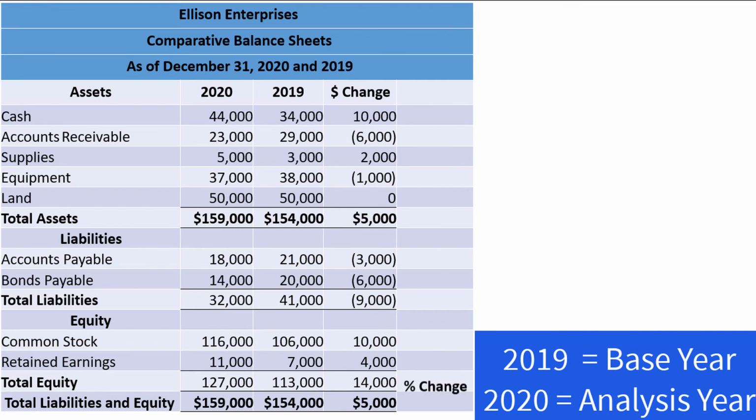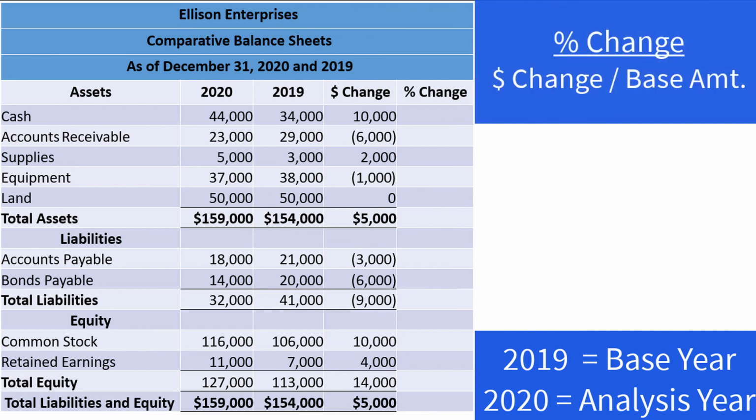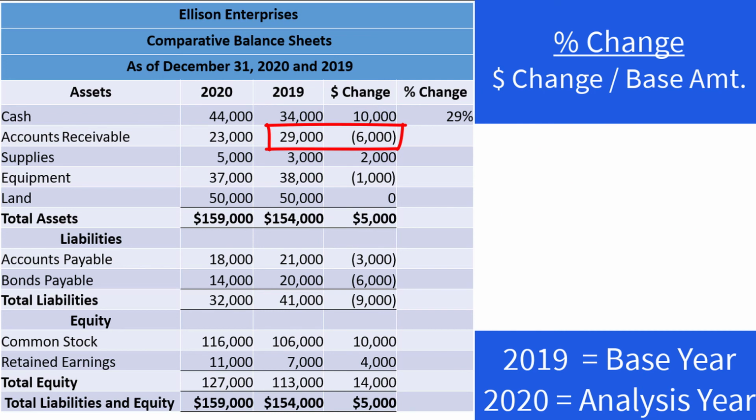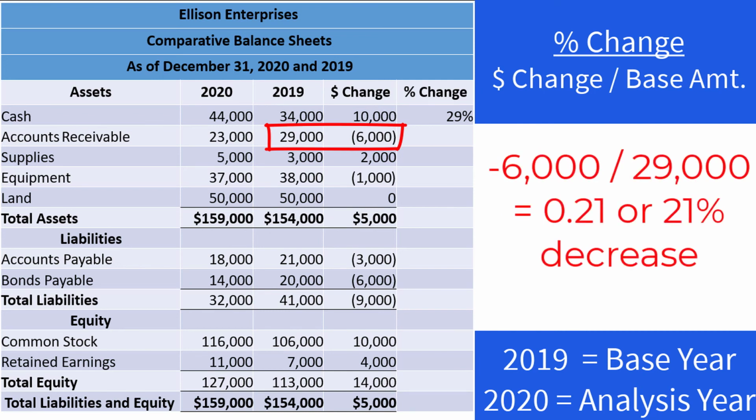Next, we can find the percentage change by taking the dollar change and dividing by the base period amount. If you want the percentage, you can multiply the result by 100. For cash, we have the $10,000 change divided by the $34,000 base period amount. This equals approximately 0.29, which is the same as 29% if you multiply 0.29 by 100. For accounts receivable, we have a negative $6,000 divided by $29,000, which equals 0.21 if you round to two decimal places, which equates to a 21% decrease in accounts receivable.